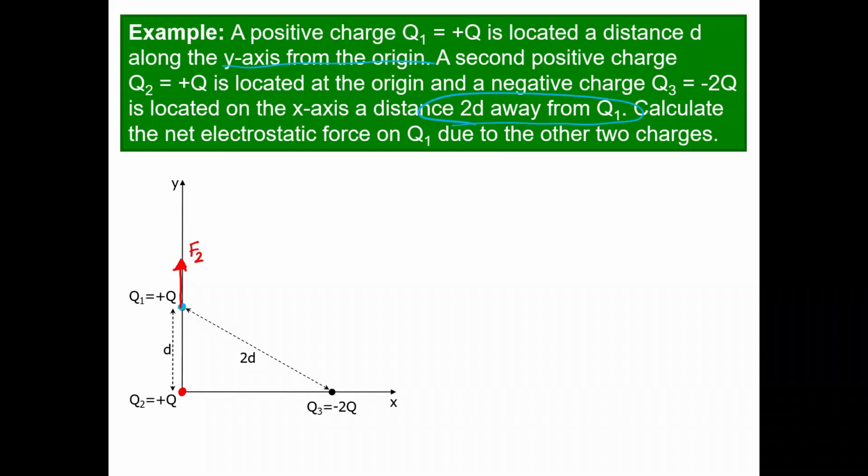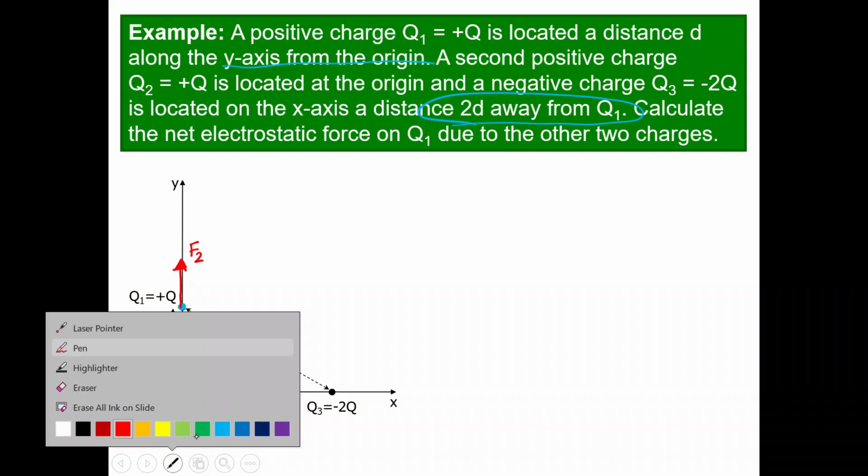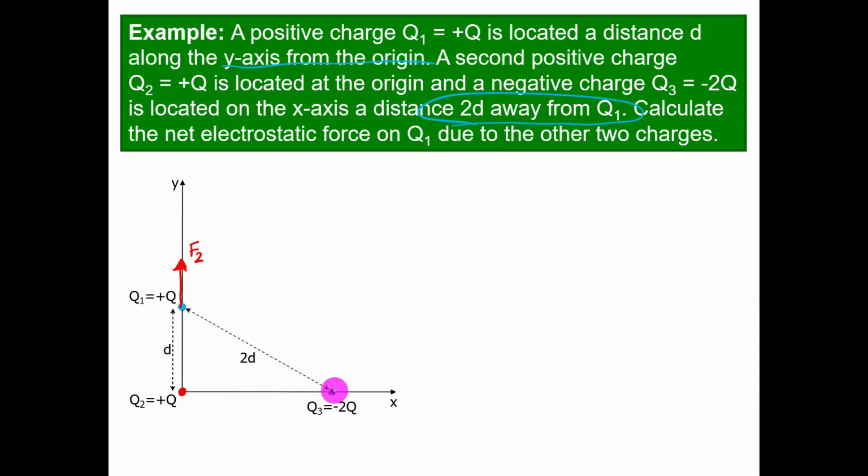And then when I look at Q3, Q3 is negative, so it's actually attracting Q1. So it's going to be pulling Q1 towards it. It has a bigger charge, but it has a larger distance. So those are going to kind of work against each other. So I'm just going to draw that at some length here. I don't know the exact length. I'm going to call that F3. So those are the two forces that are acting.